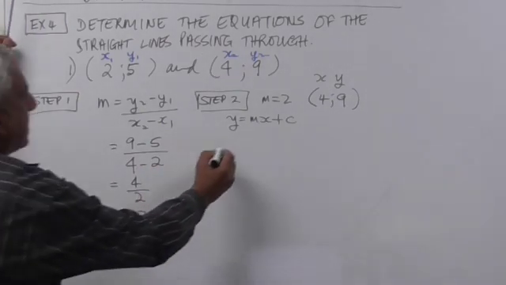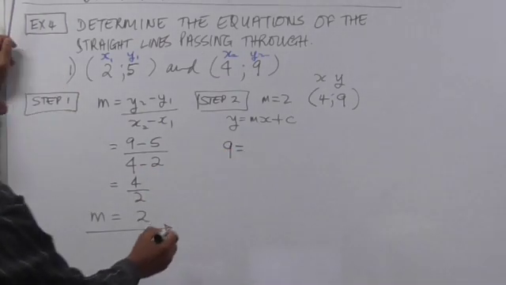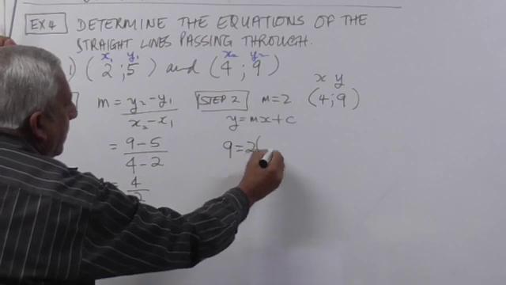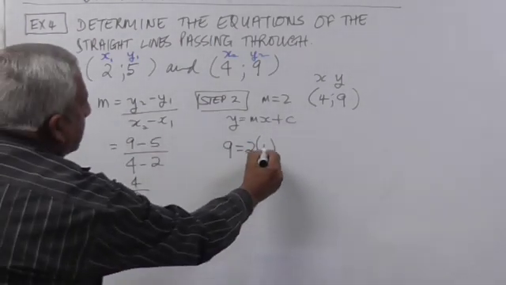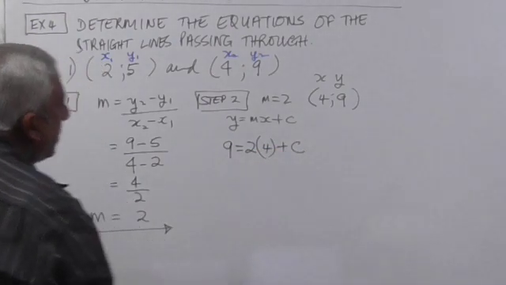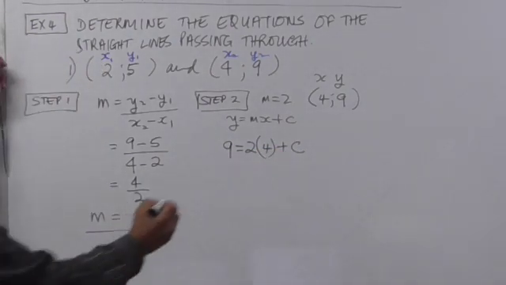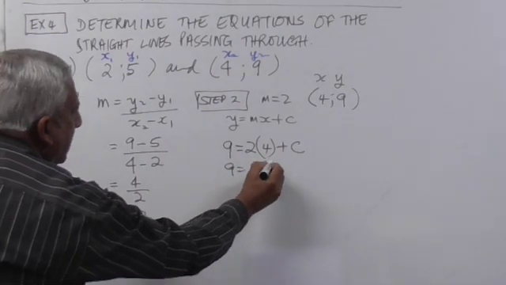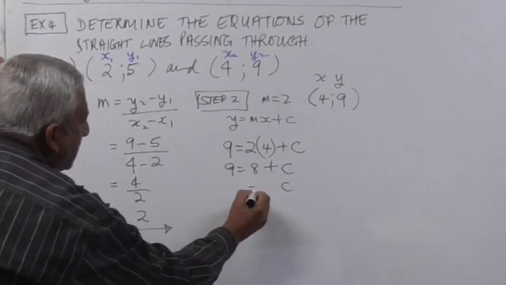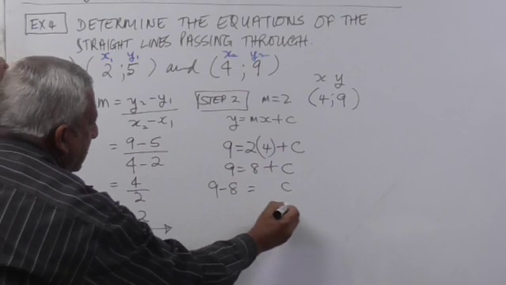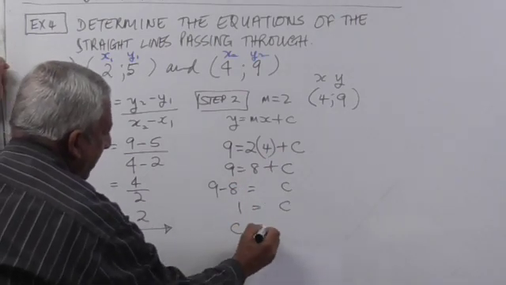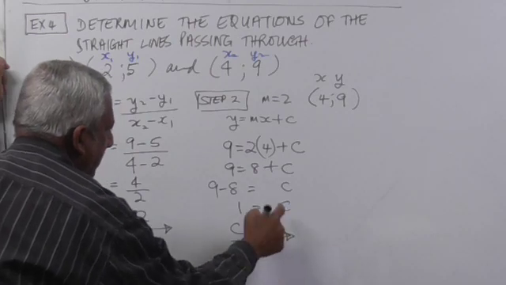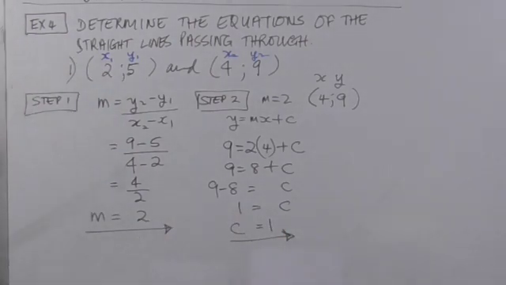Now, y is 9. Now m is 2. Now x is 4. And you are solving for c. So 9 is equal to 8 plus c. C is equal to 9 minus 8. C is equal to 1. So this answer can finally be written like this: m is equal to 2, c is equal to 1.